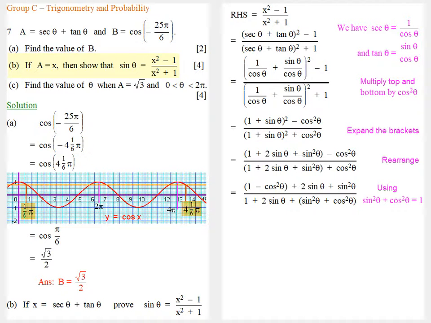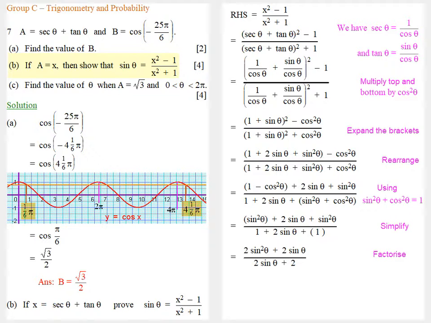And we can use sine squared theta plus cos squared theta equals 1. So we see 1 minus cos squared theta is sine squared theta on the top. The rest of the top remains the same. And on the bottom, the sine squared theta plus cos squared theta equals 1. We can simplify this, and we get 2 sine squared theta plus 2 sine theta over 2 sine theta plus 2. Now this factorizes. 2 sine theta is common on the top and 2 is common on the bottom. So we end up with 2 sine theta into sine theta plus 1 over 2 into sine theta plus 1.